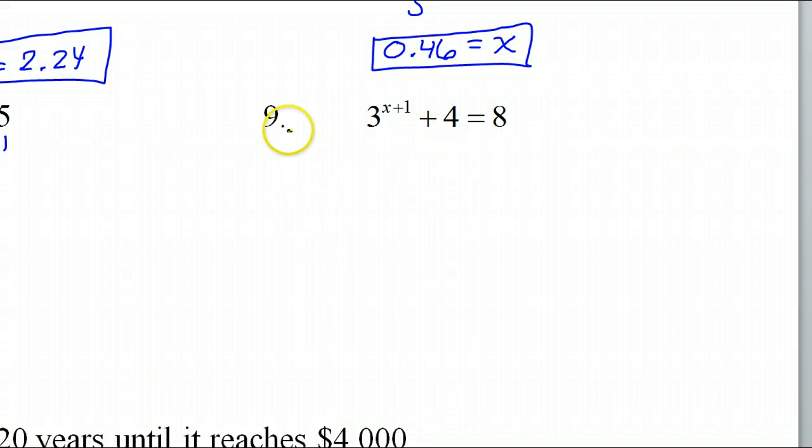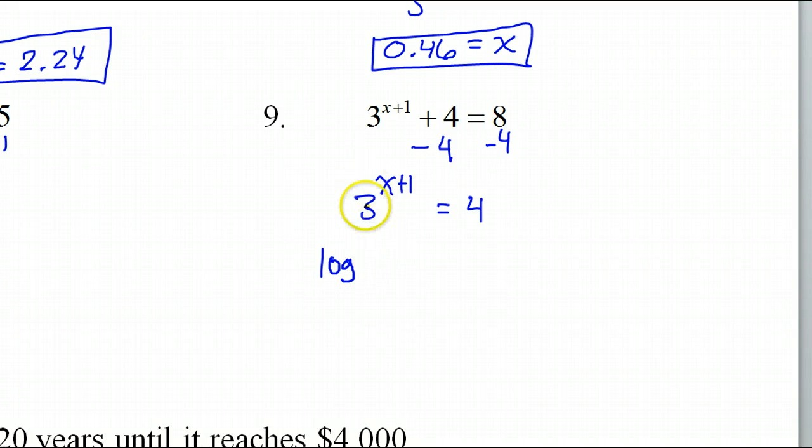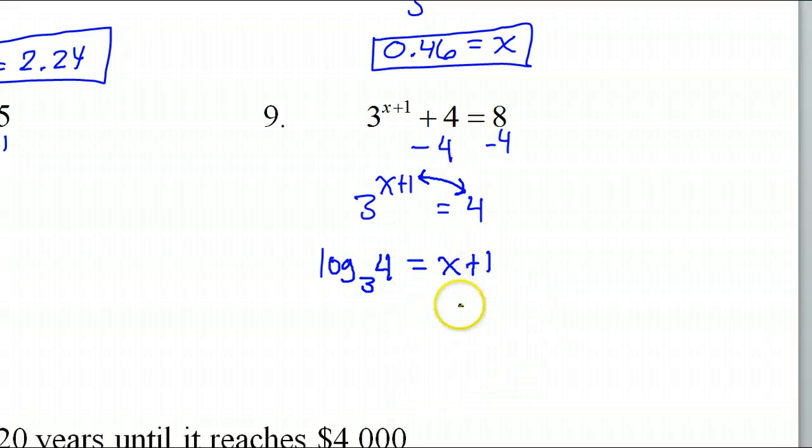Okay, looking at number 9. Again, we have to get the exponential part by itself first, so we will subtract 4 from both sides. This is going to give us 3 to the x plus 1 power is equal to 4. When we rewrite this in log form, start with the base. The base is 3. Now these two parts are going to change sides. So we have log base 3 of 4 is equal to x plus 1.